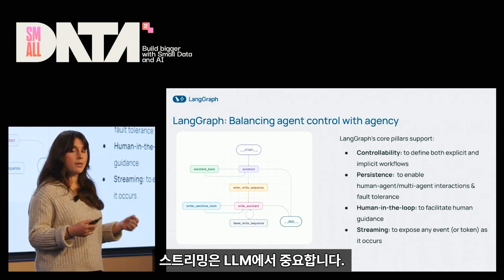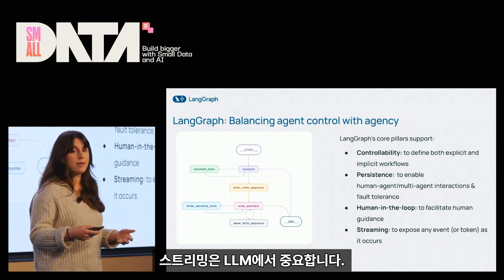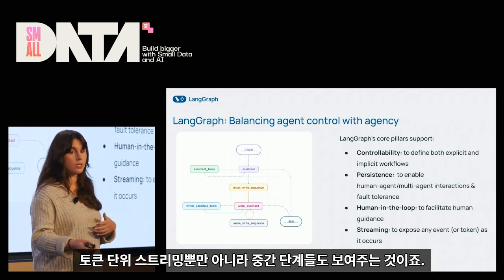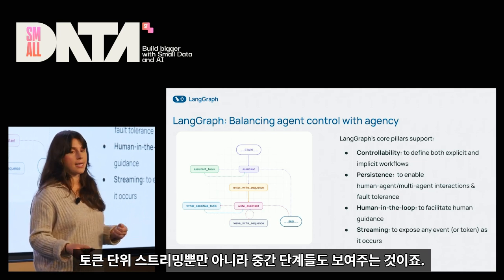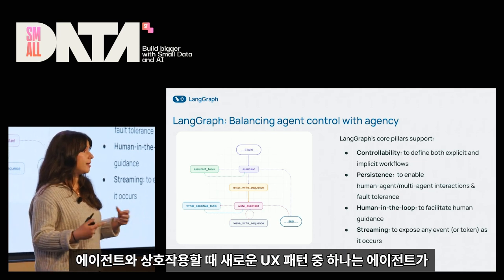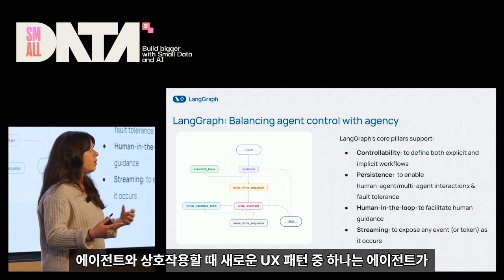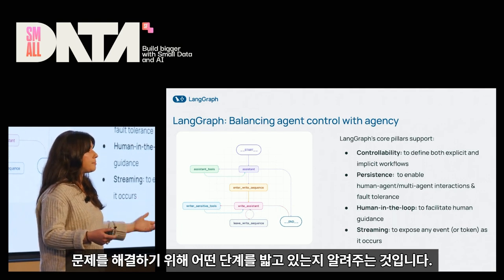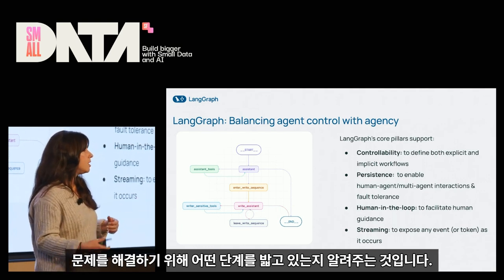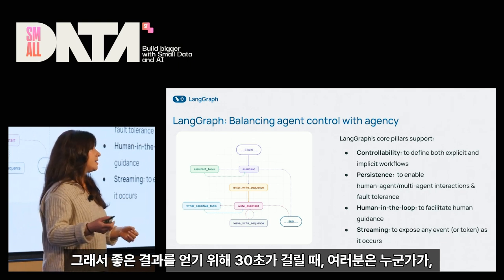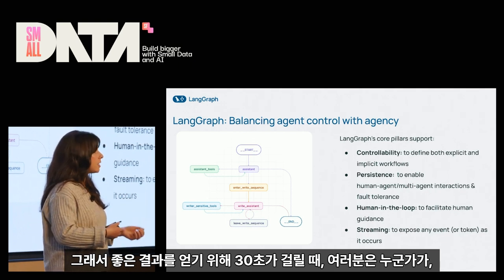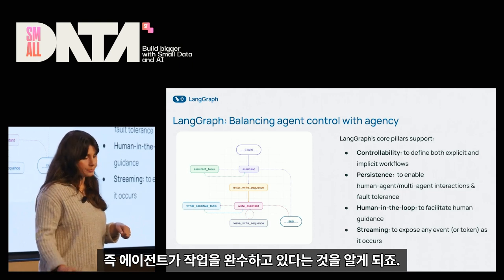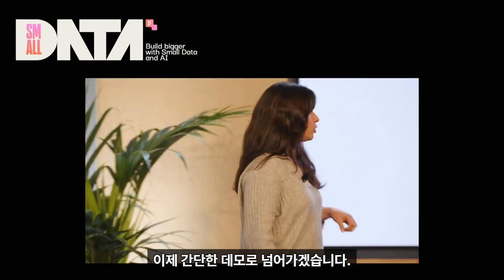And then streaming. Streaming is important with LLMs because latency is a challenge, so it helps with the user experience, so token by token streaming, but also intermediate steps. And so one of the new UX patterns when you're interacting with agents is that it will tell you which steps it's taking to solve your problem, so that when it takes 30 seconds to get a good result, you know that the agent is doing the work to accomplish the task. And with that, I'm going to switch over to a quick demo.